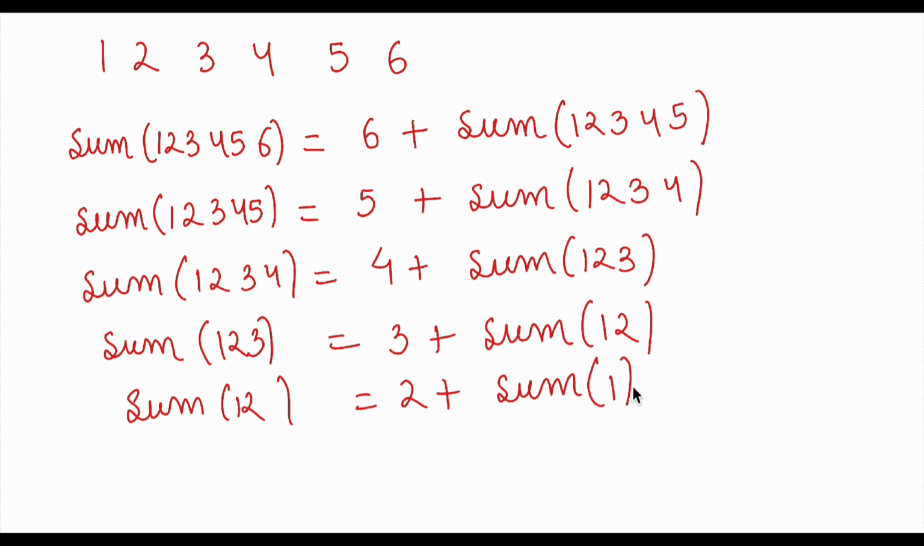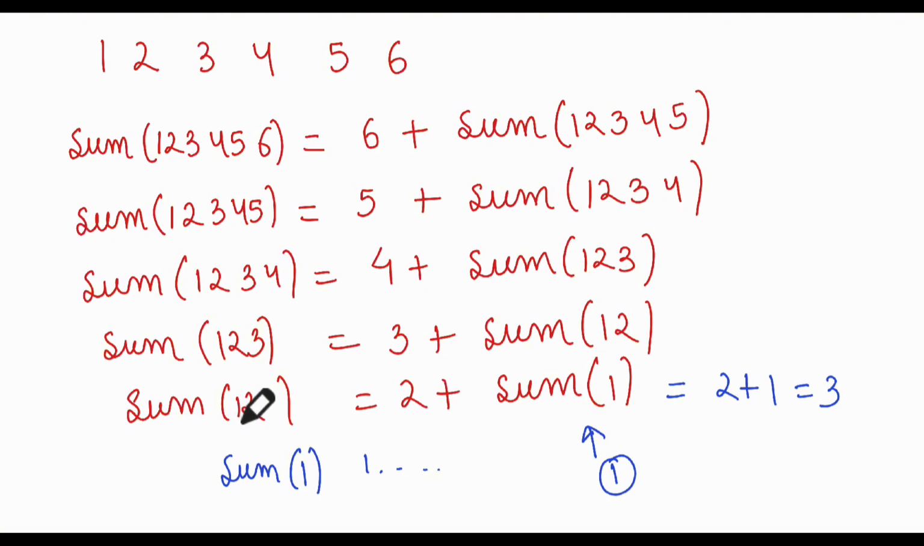Now when you have only one digit left, that is 1, what is the sum of it? Its value is technically 1 only. So this is 1. Now this is my base case, right? The sum of any single unit digit, for example 1, 2, 3, 4, whatever it is, is the number itself. So it is 2 plus 1, which is equal to 3. So I get the sum of 1, 2 equal to 3.